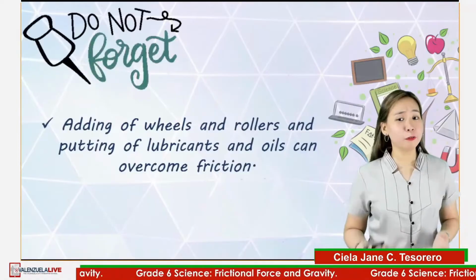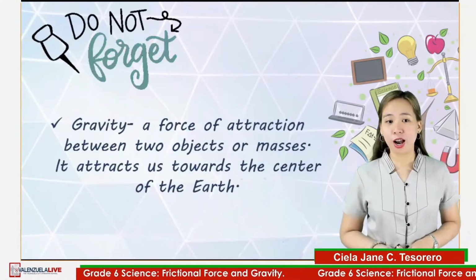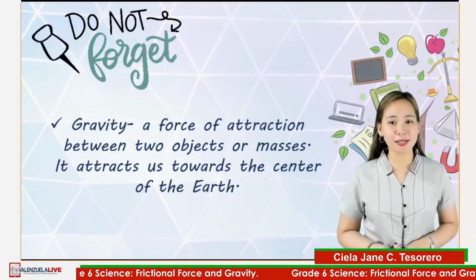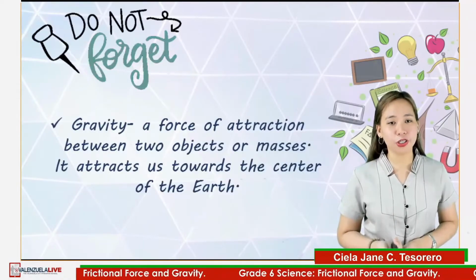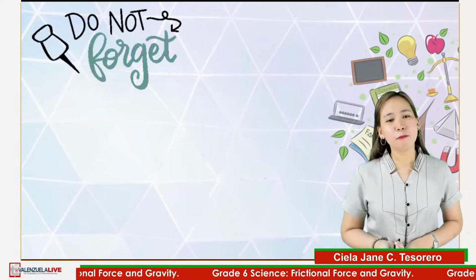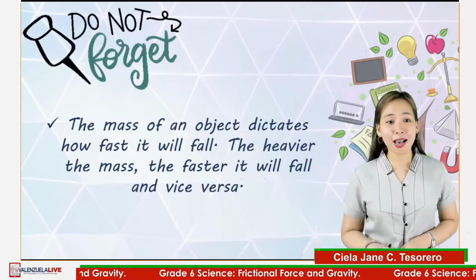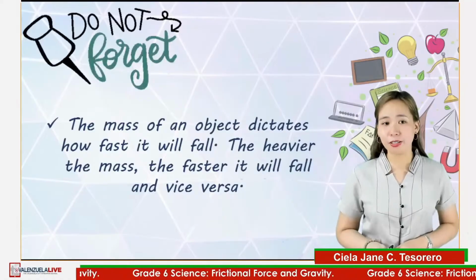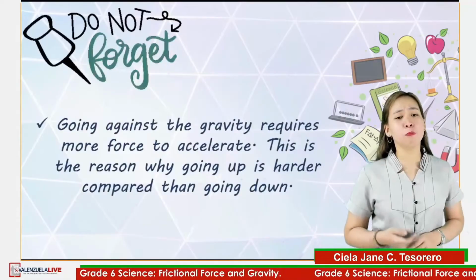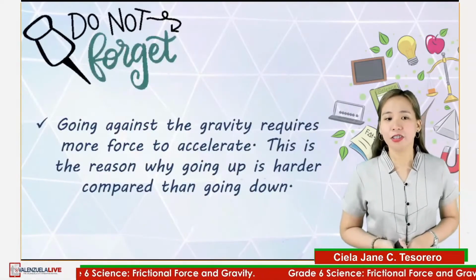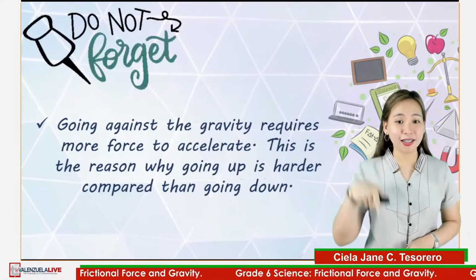We also learn another force, the gravity. It is a force of attraction between two objects or masses. It attracts us towards the center of the earth. The mass of an object dictates how fast it will fall. The heavier the mass, the faster it will fall, and vice versa. So going against the gravity requires more force to accelerate. This is the reason why going up is harder compared to going down.